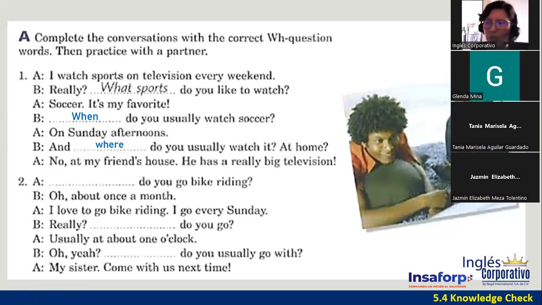Now, in conversation number two, veamos la respuesta. Dice, about once a month, okay? So what is the WH phrase that we need here? Si yo digo, once a month, or about once a month, or every day, or once a week, right? So what is the WH phrase that we use for that one? How many? How many es cuántos?